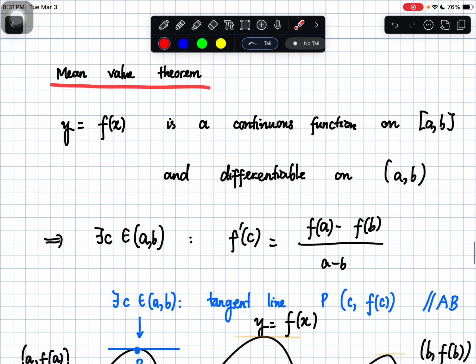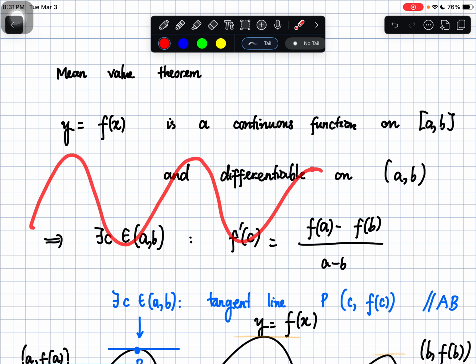Here we learn about the mean value theorems. These theorems say that if we have a function f of x which is continuous on the closed interval [a, b], and differentiable on the open interval (a, b). So this is to say that the graph, you can draw it without lifting the pencil.